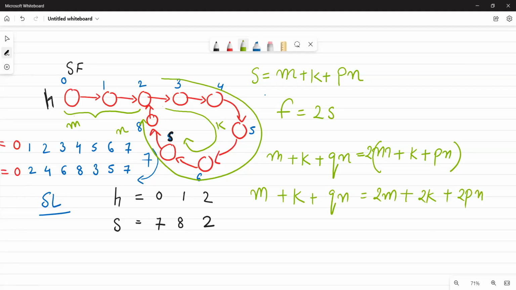So one M and K will be cancelled. So you will be getting it as Qn is equal to M plus K plus 2Pn. Are you getting it? Any conclusion anyone figured out so far that what I'm trying to explain here? Yes, everyone.